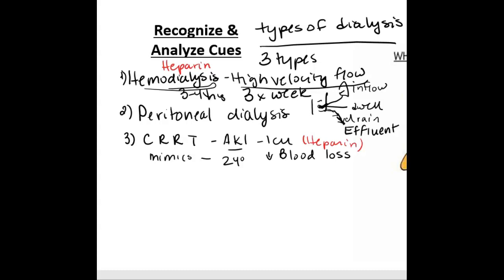Another difference between these types of dialysis is that hemodialysis and CRRT don't really cause loss of protein. However, peritoneal dialysis absolutely does. So protein loss, which can lead to malnutrition in the patient. Those are little things to remember. And the other difference is, of course, CRRT is ICU. This is outpatient. And then this is done at home, generally speaking.